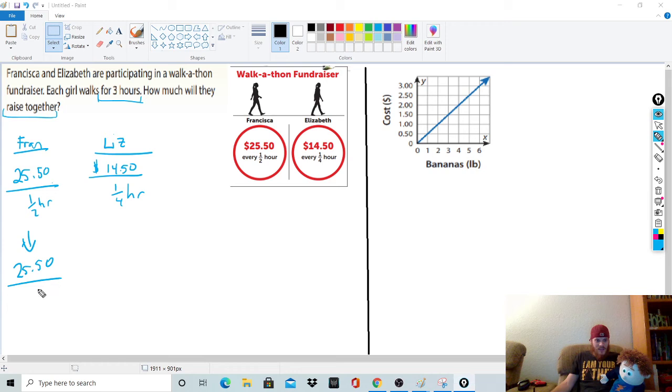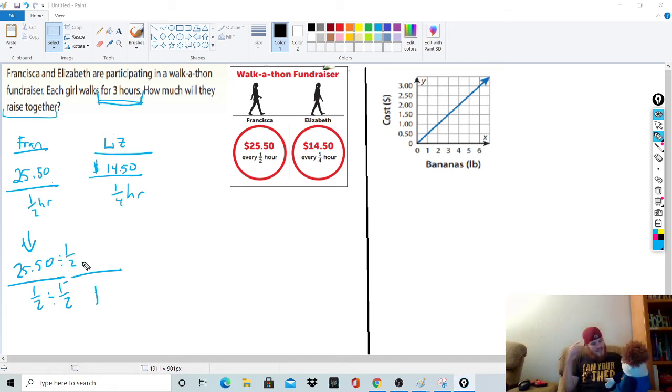I'm going to say $25.50 is equal to half an hour. I want to turn my denominator, my hour, into 1. Now, this is important. I want to turn it into 1 because this is looking for what the girls walk in 3 hours. Remember I talked about how you can turn either one into 1. So how do I turn a 1/2 into 1? You divide it by itself. So divide by 1/2.